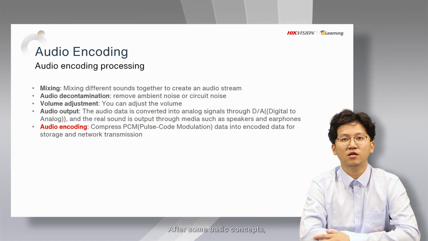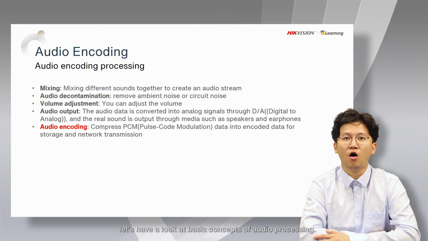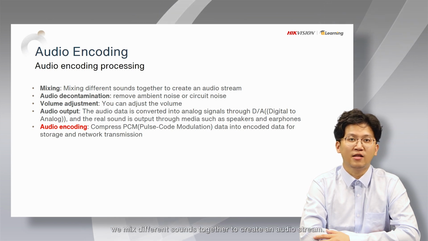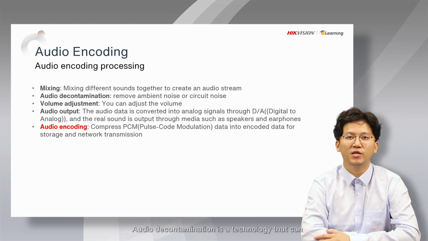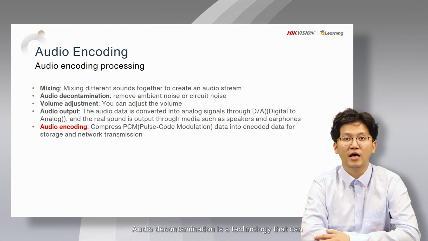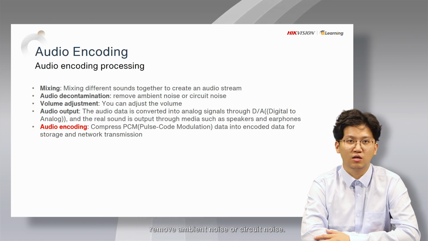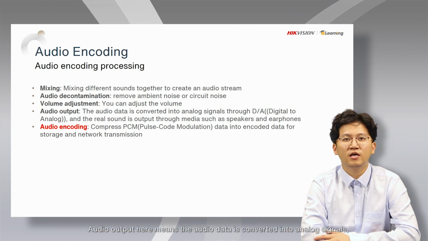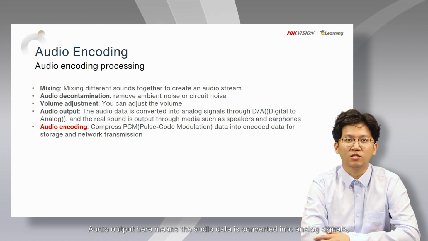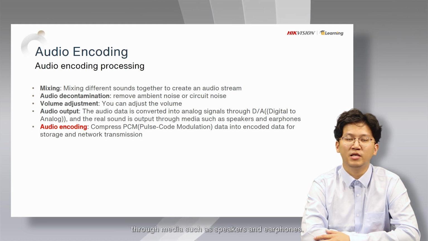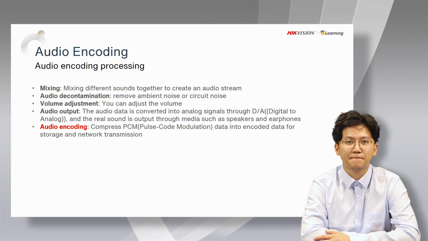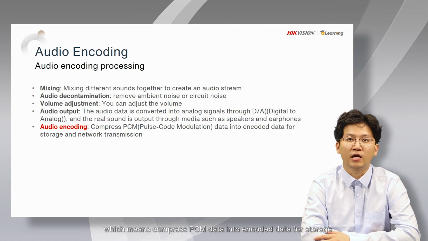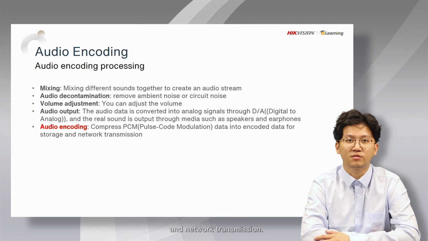After some basic concepts, let's have a look at the basic concepts of audio processing. Mixing here means we mix different sounds together to create an audio stream. Audio denoising is a technique that can remove ambient noise or circuit noise. Also, we can adjust the volume by volume adjustment. Audio output here means the audio data is converted into analog signals and the real sound is output through media such as speakers and earphones. And last is audio encoding, which means compressing PCM data into encoded data for storage and network transmission.